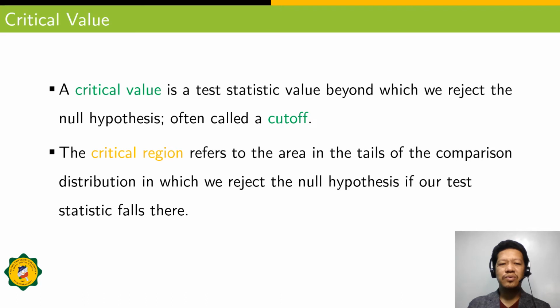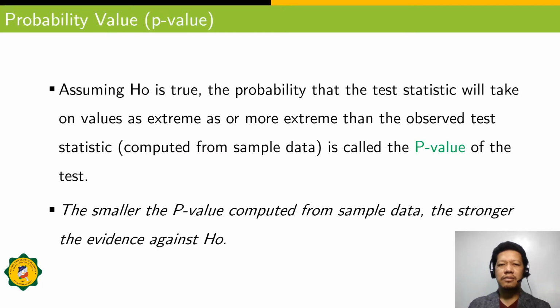There is also what we call critical value. Critical value is a test statistic value beyond which we reject the null hypothesis, often called a cutoff. While there's another term, critical region, which refers to the area in the tails of the comparison distribution in which we reject the null hypothesis if our test statistic falls there. The critical value is sometimes called the tabular value. Most statistical softwares use the probability value or p-value in making decisions.